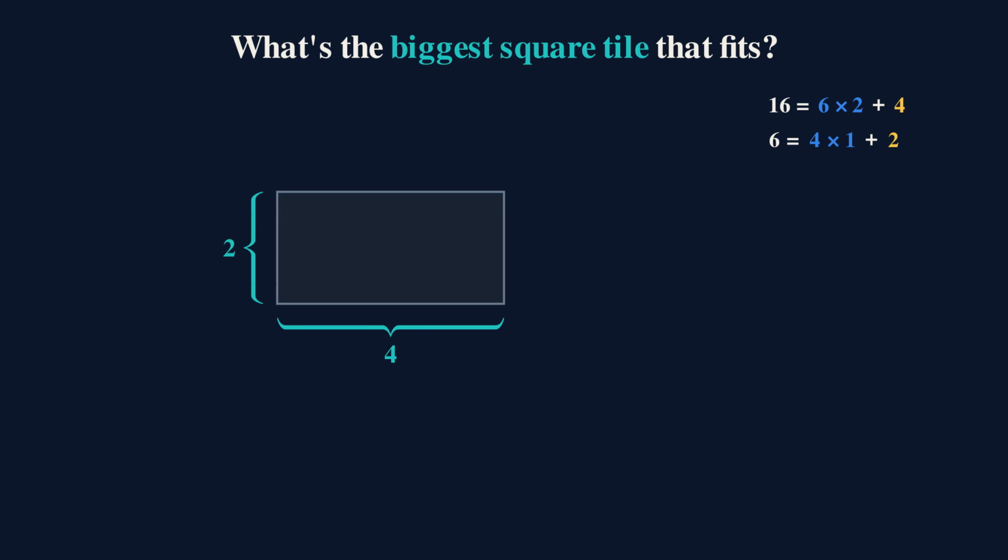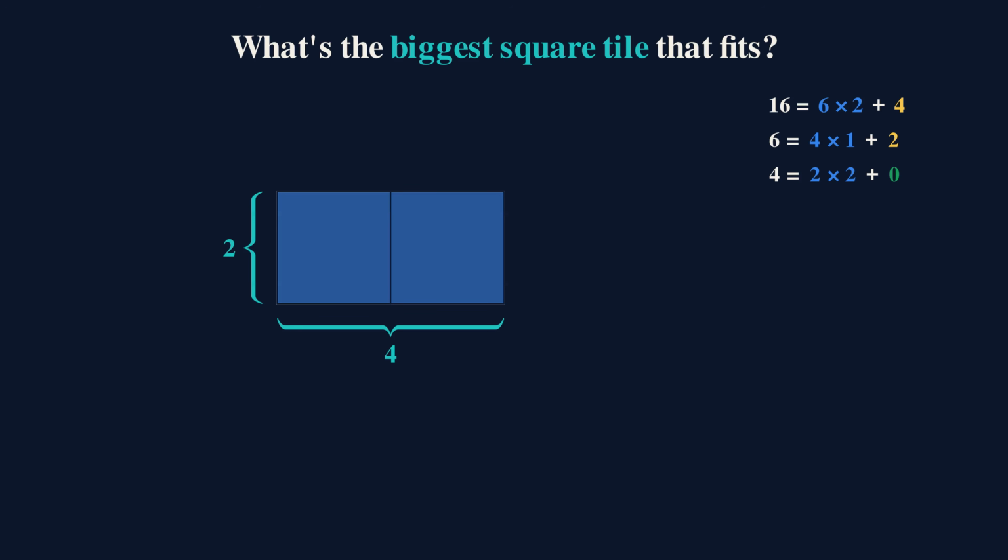And once more, the short side is 2, so the biggest square is 2 by 2. 1, 2, and it fits perfectly. Nothing left over at all. 4 is 2 times 2 plus 0. The remainder is 0. And 0 is the finish line. The instant there's nothing left over, we're done. The last square we laid was 2 by 2, so that's our answer.